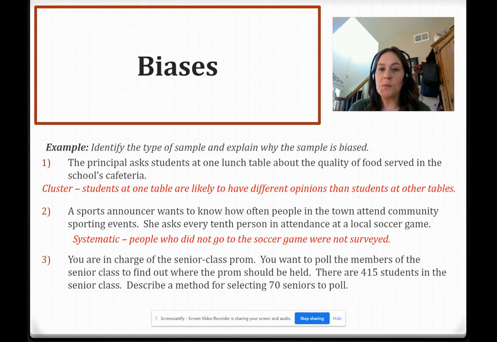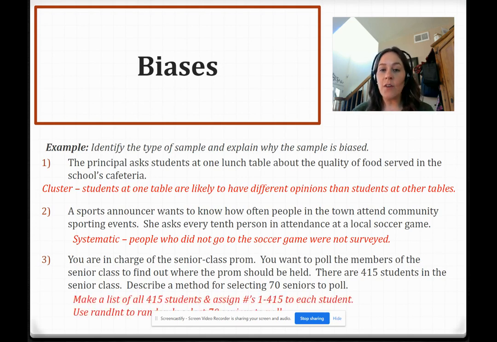If you want to try and reduce bias, as we mentioned earlier, random sampling would be key. So how I could describe selecting the 70 seniors, I could, let's say, make a list of all 415 students or get one from the front office, assign numbers 1 to 415 to each student, and use one of those random number generators like randint or a computer program in order to randomly select the 70 seniors. Fun fact, if you have a graphing calculator, you actually have a command called randint, and you can do random sampling with this command very, very easily.